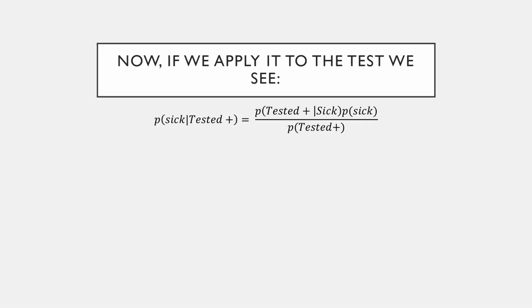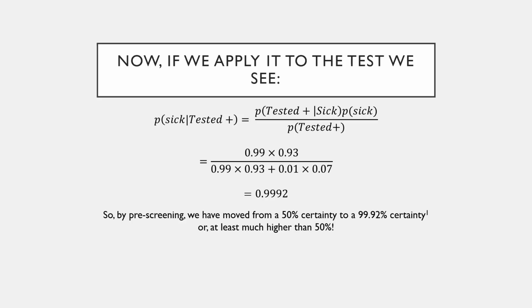So the probability of being sick, given that you've tested positive, again, here's Bayes' theorem again, and we multiply through this, and you'll notice that the underlying probability of being sick is now 93, based on our previous pre-screening questions. Working that all through, if you've done a pre-screen, our probability of being sick, given that you've tested positive, has jumped from 50% to 99.92%.